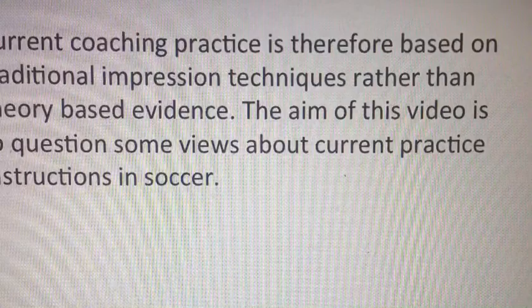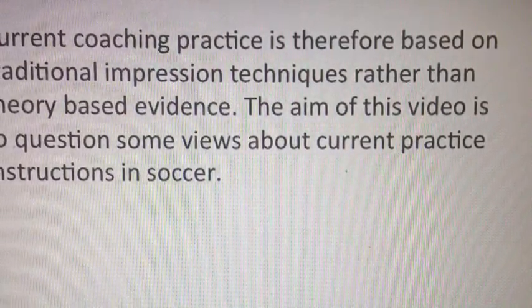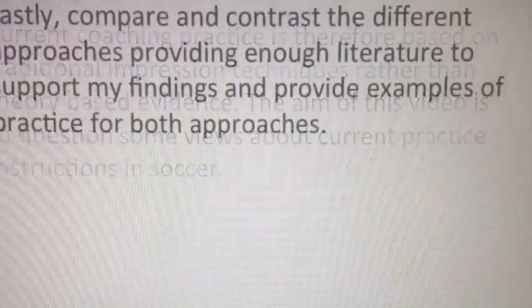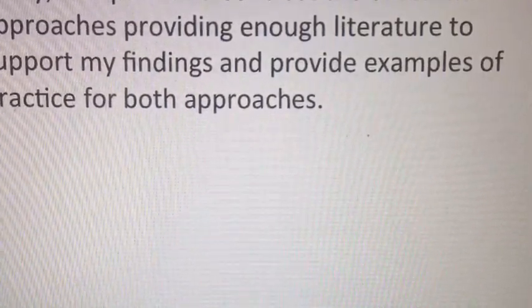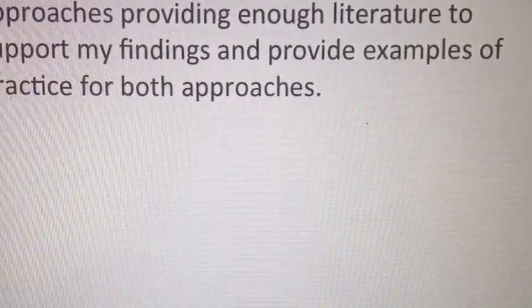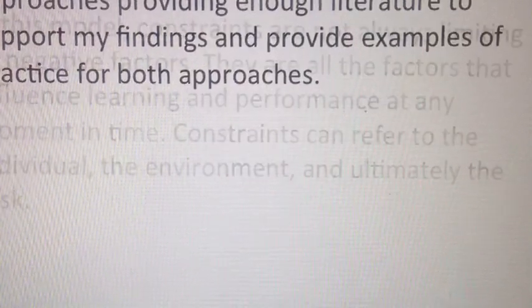The aim of this video is to question some views about current practice instructions in soccer. Lastly, compare and contrast different approaches, providing enough literature to support my findings. Provide examples of practice for both approaches.